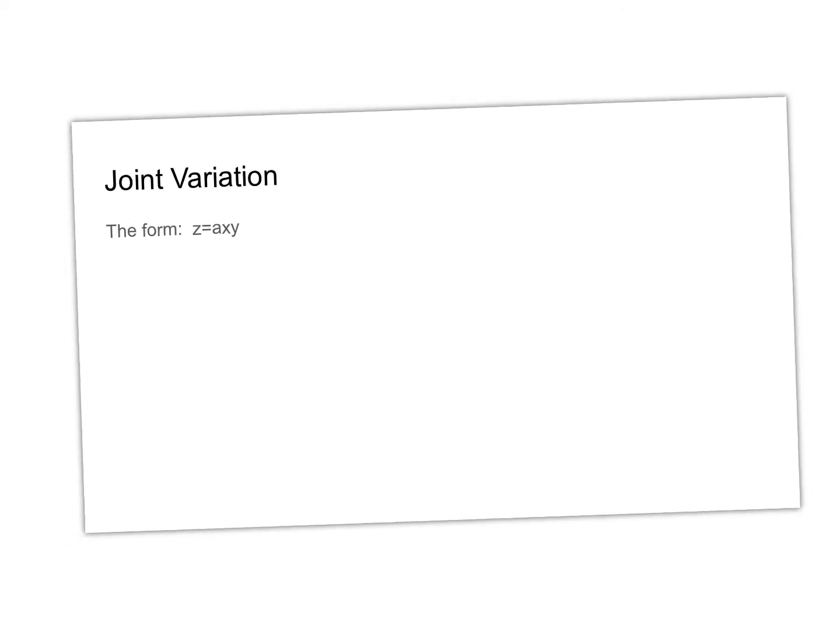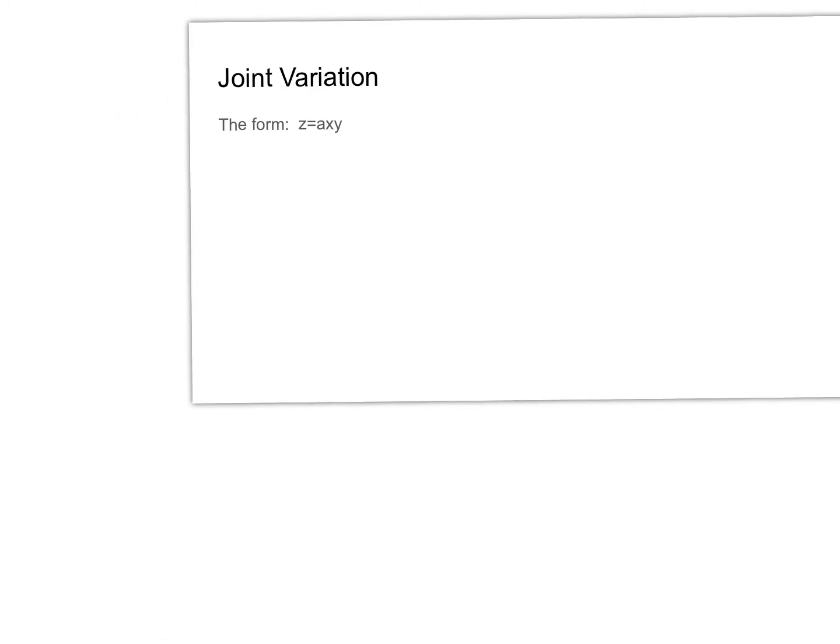All right. One of our little extra features is joint variation, where they're going to say z is equal to a times x times y. So again, what we're going to be doing is you're going to be basically told to create the function that does this. So we'll look at that in the next slide.